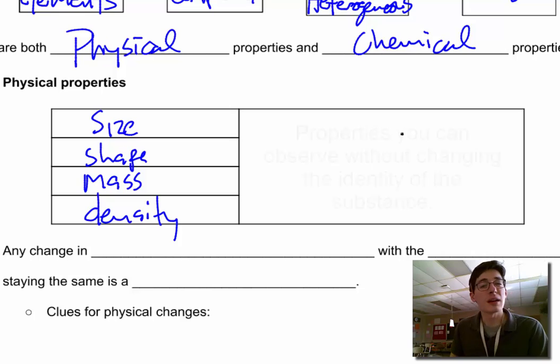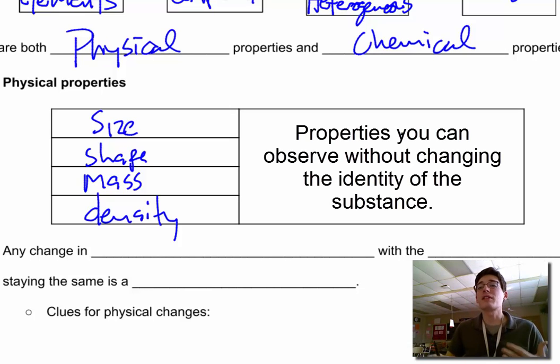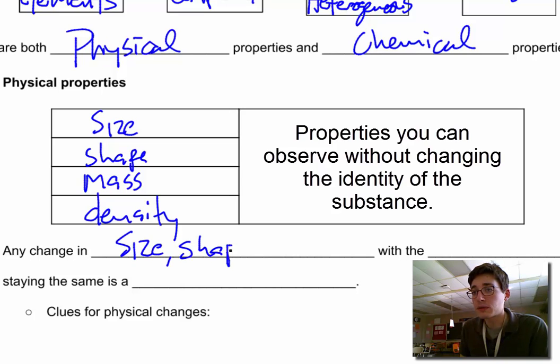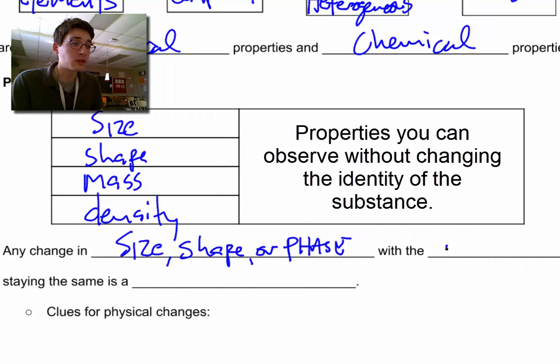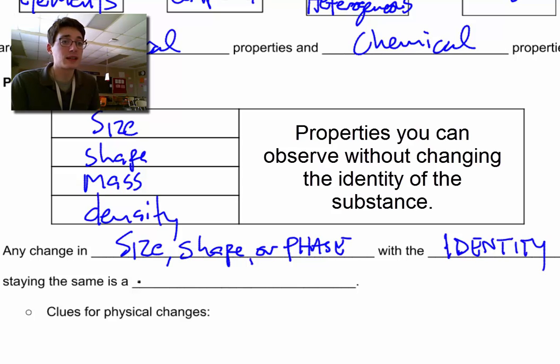A physical property is something that I can observe without changing the substance of the material itself. Now, with physical properties, there's any change in size, shape, or phase. Phase is very important. So if I go from a liquid to a solid, it's a physical change, with the identity of the material staying the same. Sorry, my handwriting's really bad right there.